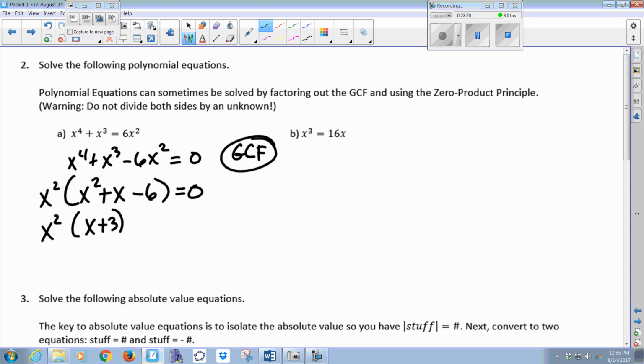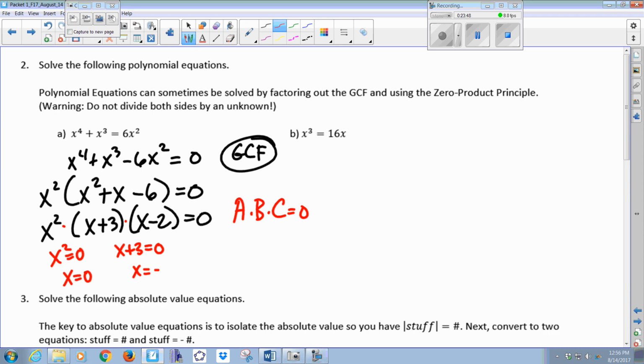x plus 3, x minus 2 equals 0. So now what I have is a times b times c is 0. I have 3 factors that I set equal to 0 and solve. So x squared equals 0 is a baby quadratic equation that has one solution, x equals 0. It has a twin solution because 0 and 0 work, but 0 and 0 are identical. x plus 3 equals 0, x equals negative 3. x minus 2 equals 0, x equals 2. So my solution set looks like this. Negative 3 is my smallest solution, then 0, and then 2.